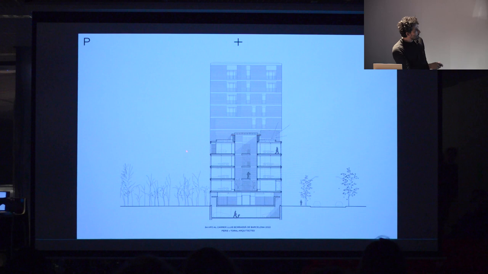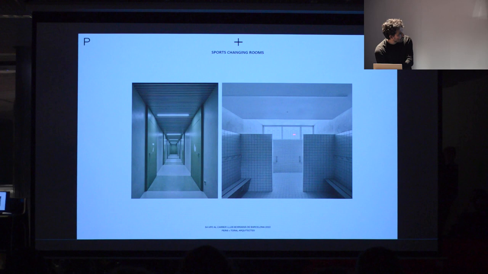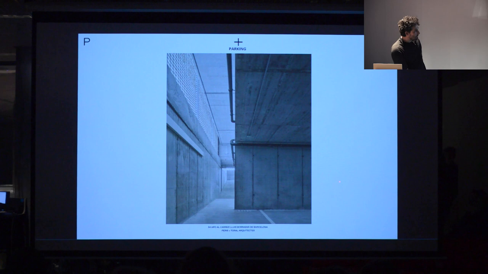And in the section, this idea of considering the movement of the air for the parking and the changing rooms. So in the changing rooms, we look through the lattice. We have a lattice in all the ground floor, and at the same time, the parking is able to have this natural ventilation through these lattices.